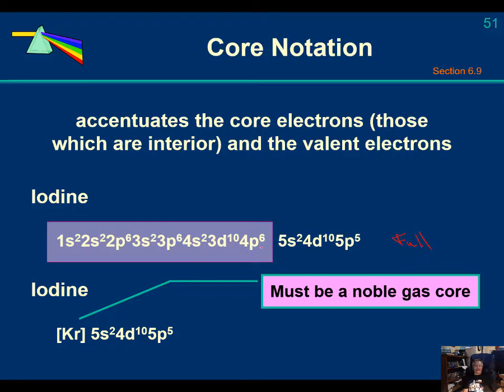We're going to take the noble gas core immediately above iodine. That's going to be krypton. We put it in brackets, and then we just do whatever is left, and that's going to be 5s2, 4d10, 5p5. This portion right here. And we call this core or condensed notation in some texts.